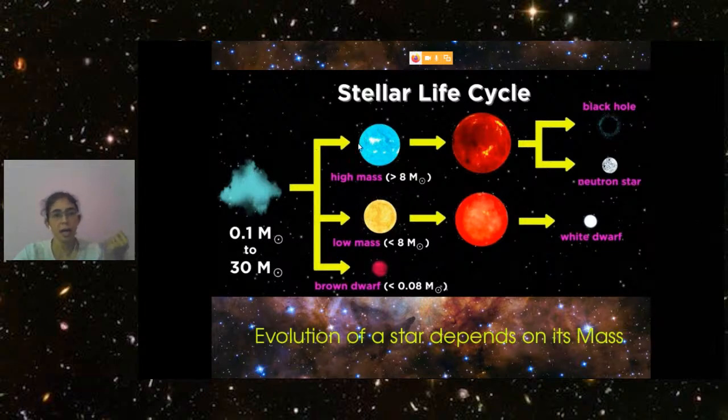Now, if you consider a high mass star, that means a star whose mass is 8 to 10 times larger than the mass of the sun, then this is expected to become a super giant, a much larger giant. Okay, that's a super giant.